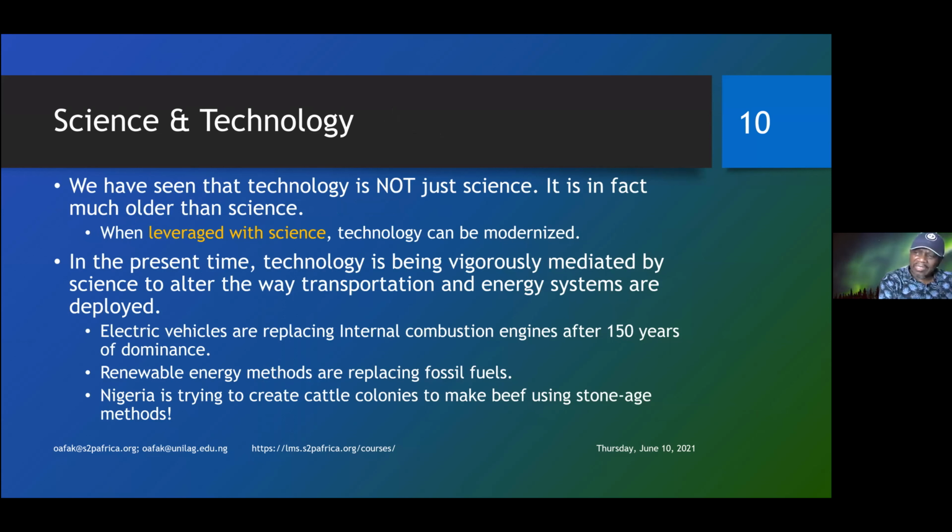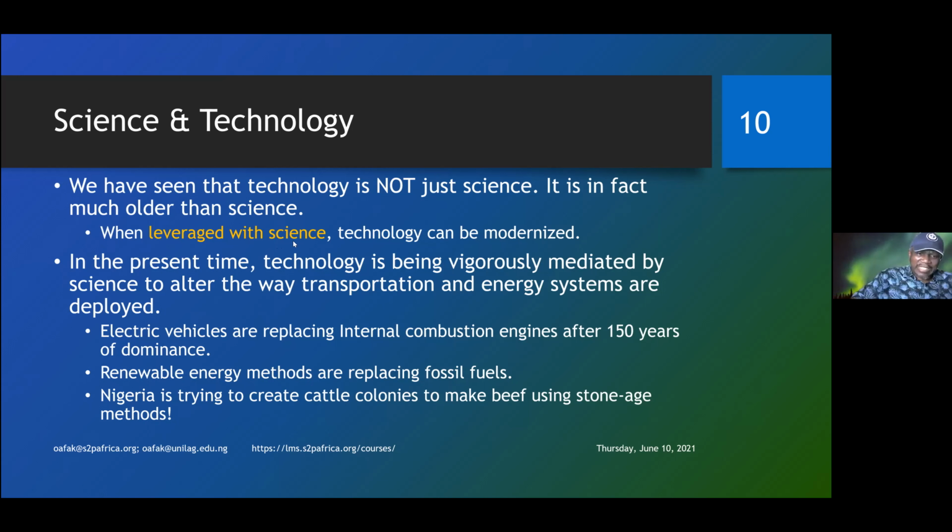Technology is as old as man. Technology goes as far back as any human settlement of any type, of any nature. There is some technology there. The technology may be primitive, but there is technology. When leveraged with science, technology can be modernized. We can modernize technology by leveraging it with science.